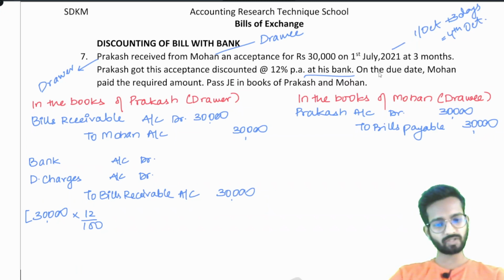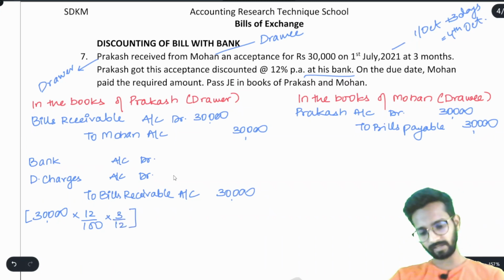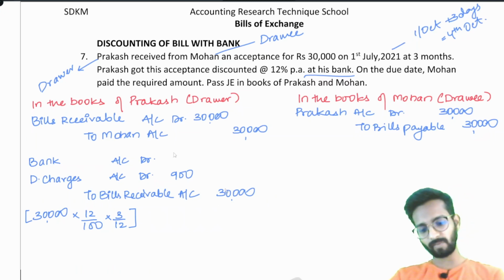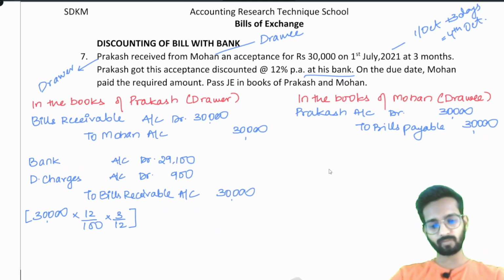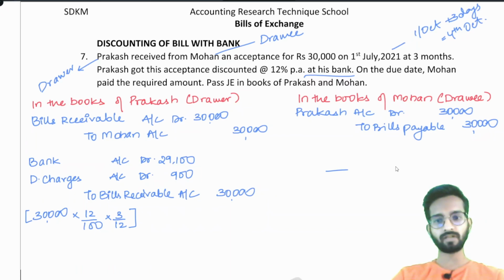He received the bill on 1st July for 3 months and Prakash got this acceptance discounted, which means he went on the same day to the bank and got the money. So we will multiply it by 3/12. So the amount will be 900. See, we gave a bill of 30,000 rupees to the bank. Bank will deduct 900 rupees as interest charges. How much money will the bank give back to Prakash? 29,100. Simple enough. Now, what will happen in Mohan's books? Nothing. Because think, Mohan does not know what Prakash is doing with the bill.